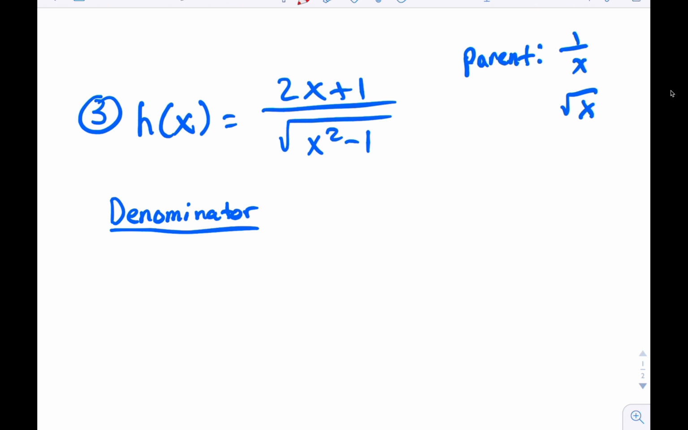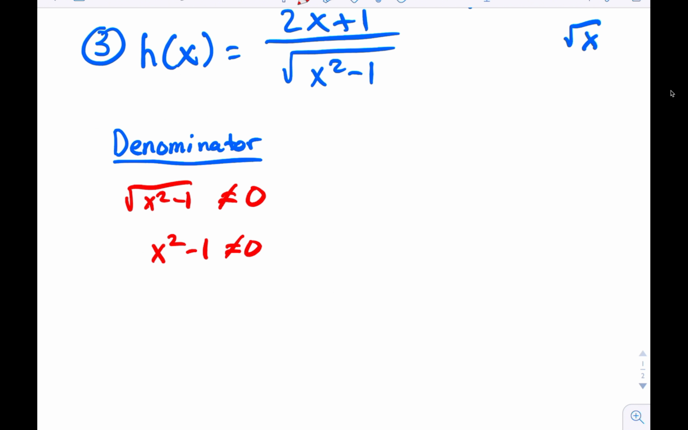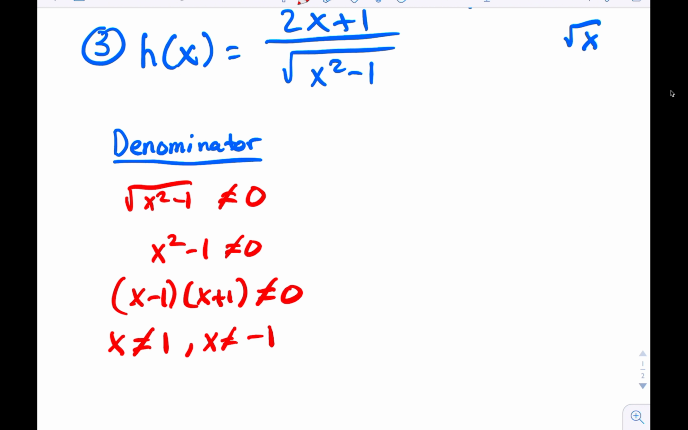I want to make sure that the square root of x squared minus 1 doesn't come out to be 0. To get rid of my square root, I would square both sides. So x squared minus 1 is really x minus 1, x plus 1. This is saying that x cannot be 1 and x can't be negative 1. If I plug those two numbers in, I'm going to get an undefined answer for h of x.